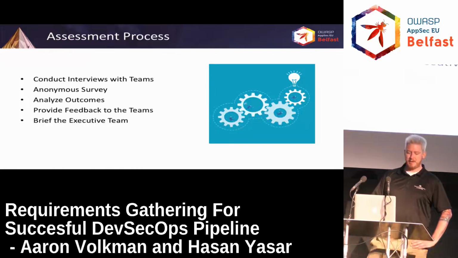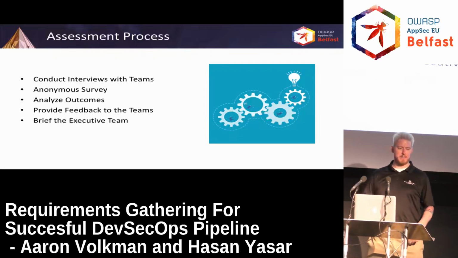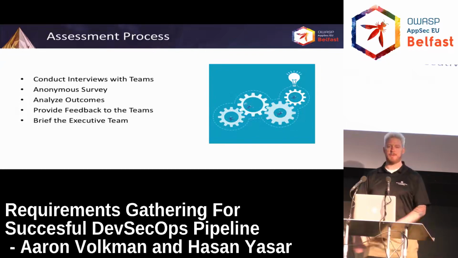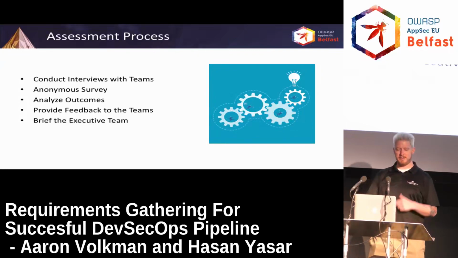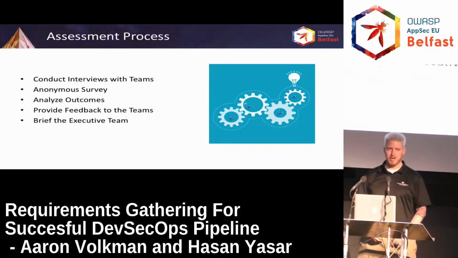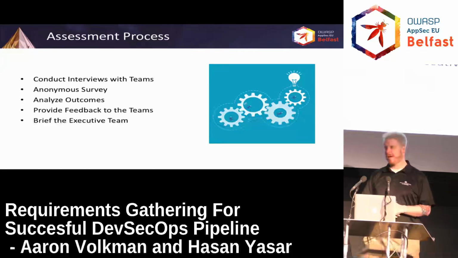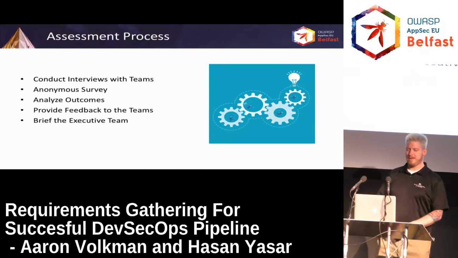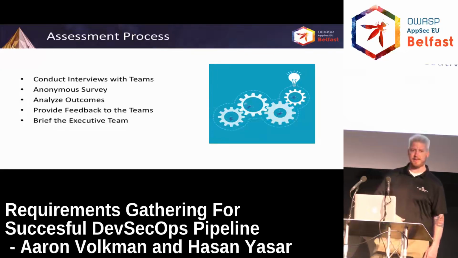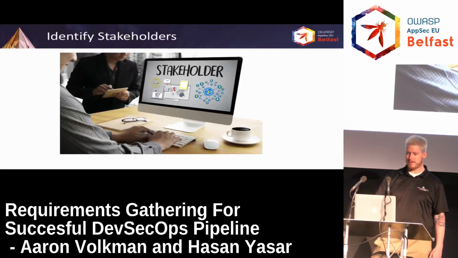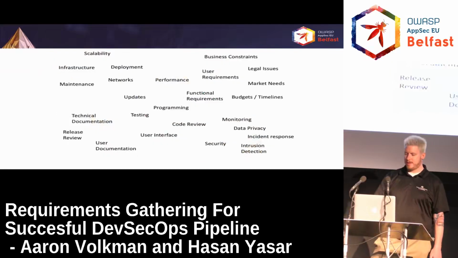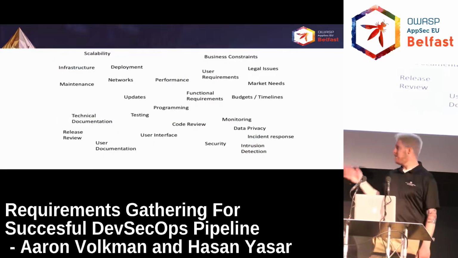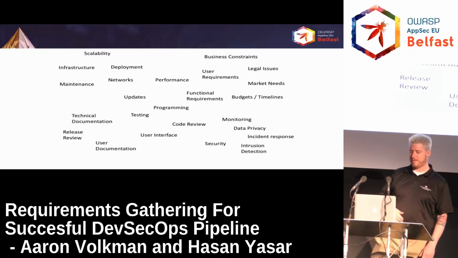We analyze the outcomes from their current practices. We give them feedback, and then we brief the executive team. It's a very bottom-up process, starting with the folks at the ground level who are closest to the work, but it has to roll its way up to the executive team, because as we know, without leadership buy-in, without executive buy-in, since they have the scratch, it's very, very important to gain the executive buy-in. Next step is to identify the stakeholders.